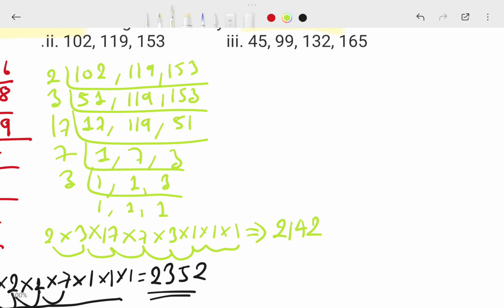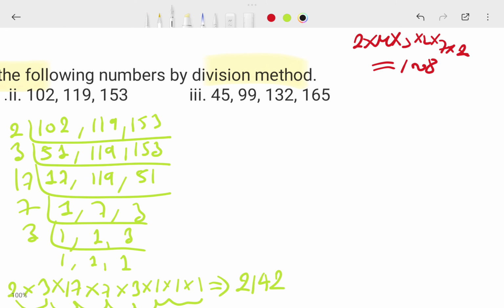Okay, is it clear to you? I hope you will have no doubt in this one. Right, so is it clear? If it is clear, then let's talk about the other one. Let's talk about the second question. 2142, this one is also the same, nothing we have to do.